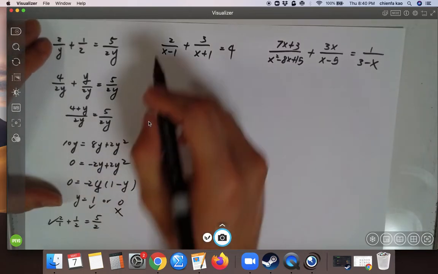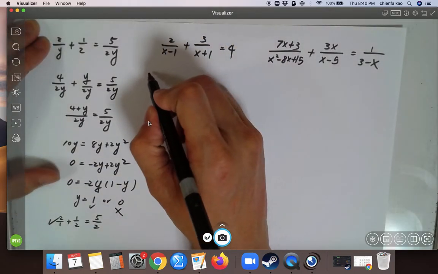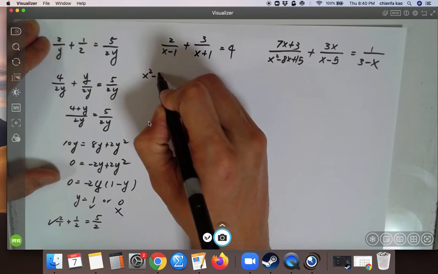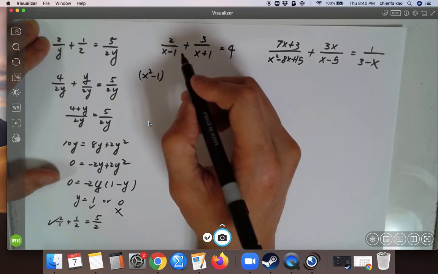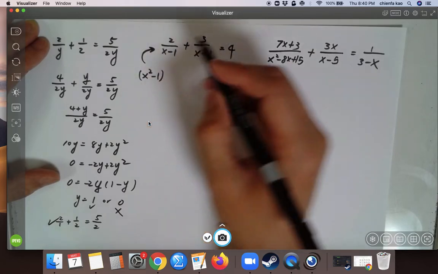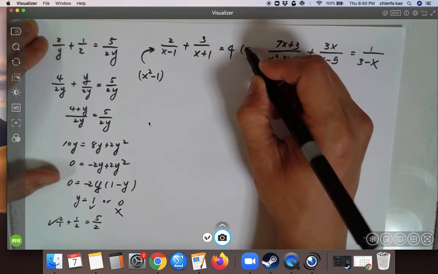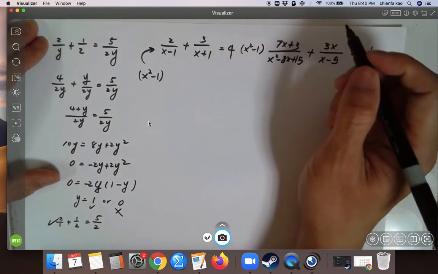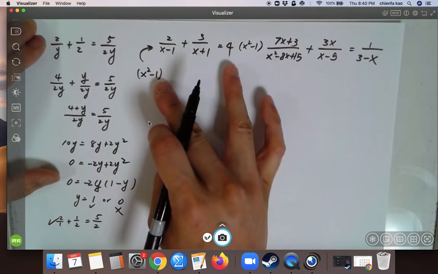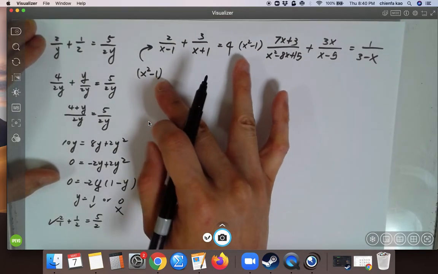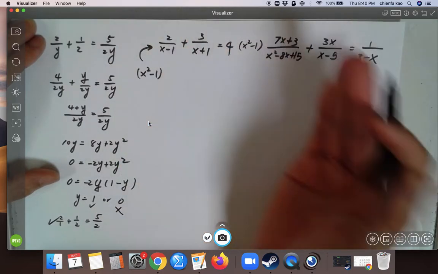Okay, now that you've paused the video, we're going to multiply x squared minus 1 on both sides. I'm going to multiply this one here, and then this one here. Remember, whenever you multiply a number, it has to be both sides. If you don't do it on both sides, then the equation will be wrong, right?